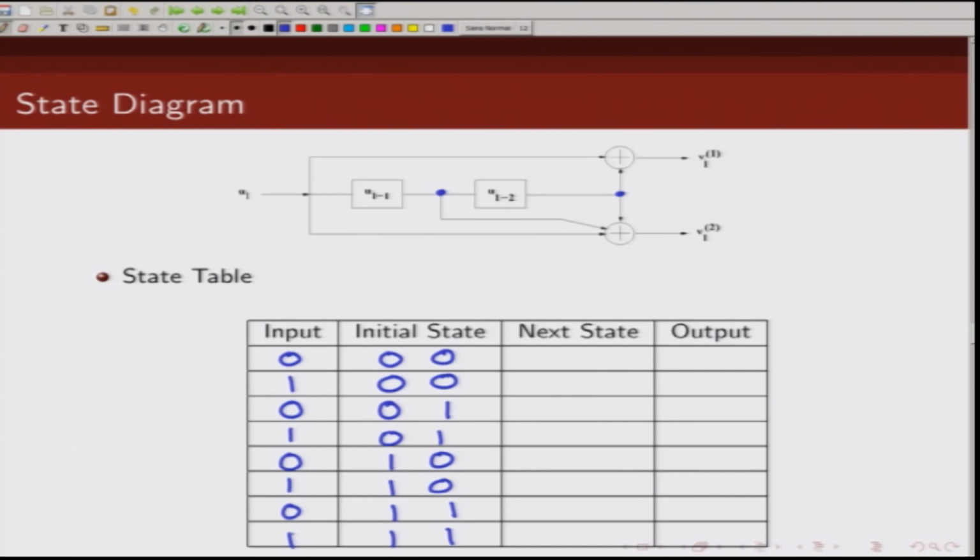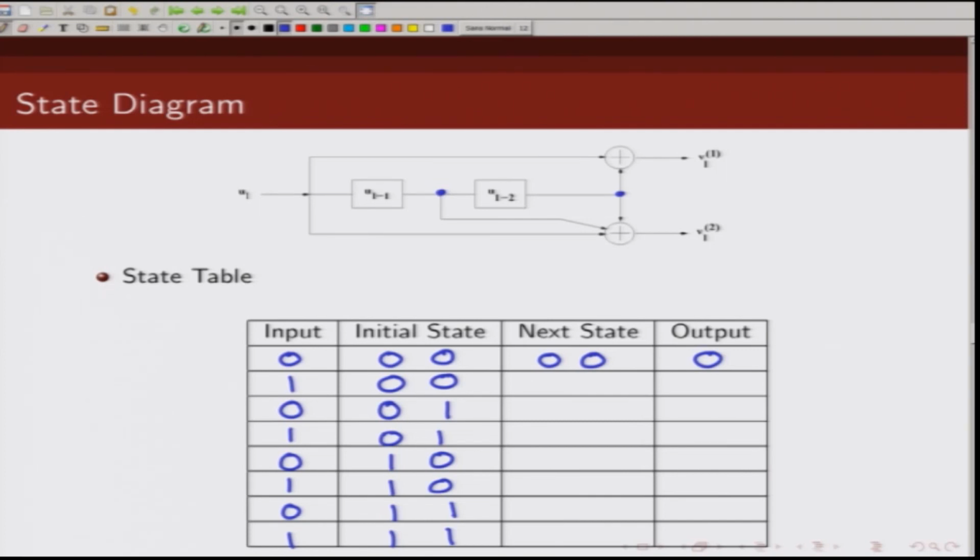So, when there is a transition, this 0 will move in here, and this is 0 0. So, this 0 will move here. So, when a 0 comes, and if you are in initial state 0 0, this will move to state 0 0. So, it will remain in state 0 0 if the input is 0. And what is the corresponding output? Since the input is 0 and the state is 0, what you will get here is 0 plus 0 is 0, and 0 plus 0 plus 0 is 0. So, output will be 0.